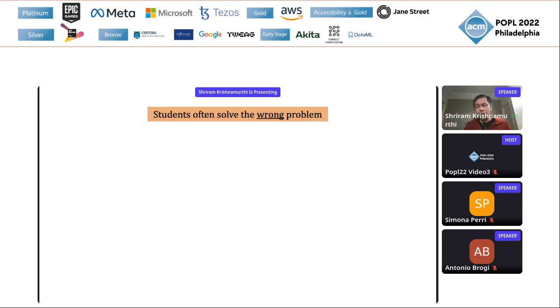Why might this be? Well, maybe they misunderstood the problem statement. They didn't read it carefully enough. But there are actually subtler reasons why this happens. So students, for example, when given a problem, will often recall schemas that they have in their head. They'll recall things that they know. And that recall process can lead them to a different place.